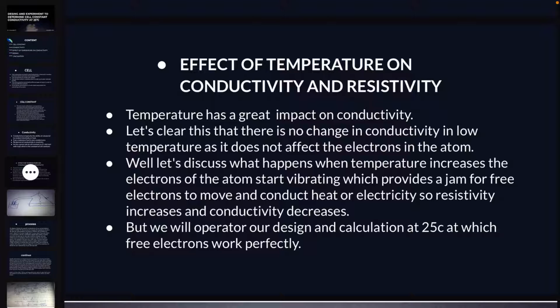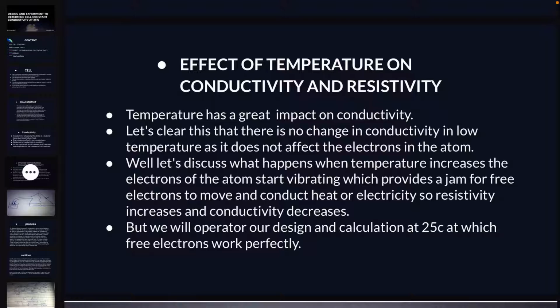So let's talk about what effect temperature has on conductivity and resistivity. Temperature has a great impact on conductivity. Let's be clear that there is no change in conductivity at low temperature, as it does not affect the electrons in atoms. So basically there are different situations at low temperatures and high temperatures.